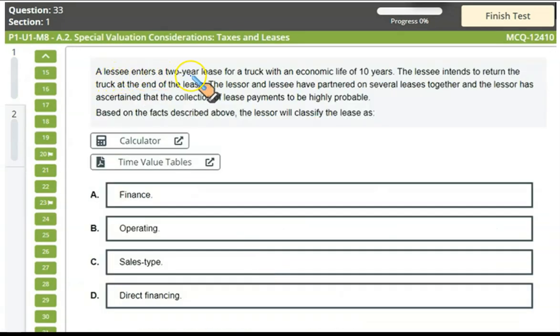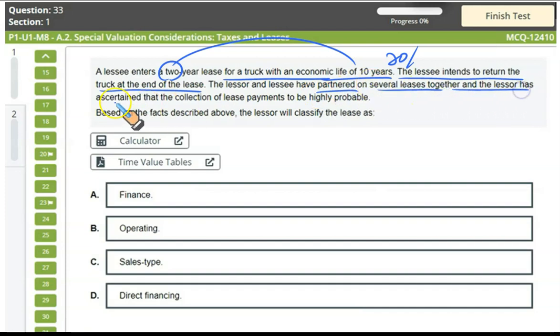A lessee enters into a 2-year lease for a truck with an economic life of 10 years. The lessee intends to return the truck at the end of the lease, for 2 years out of 10 years. So just 20% is the lease term, whereas the life is 10 years. The lessor and lessee have partnered on several leases together, and the lessor has ascertained that the collection of lease payments is highly probable.